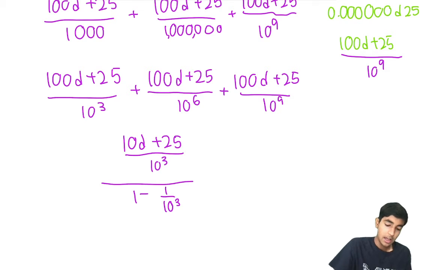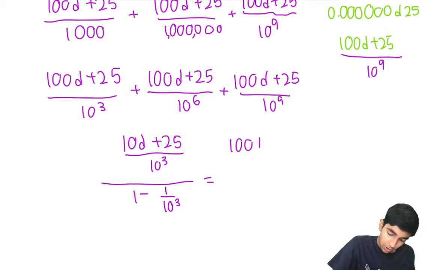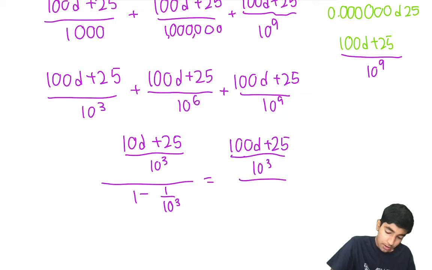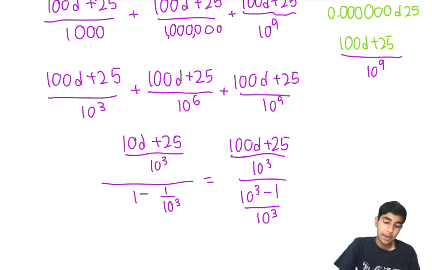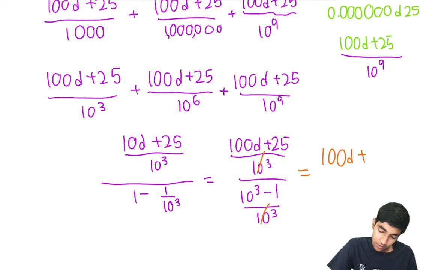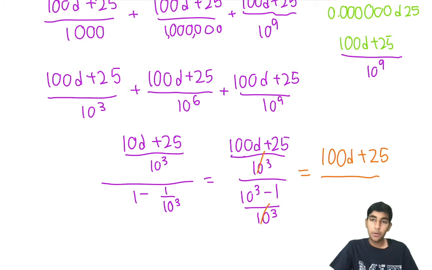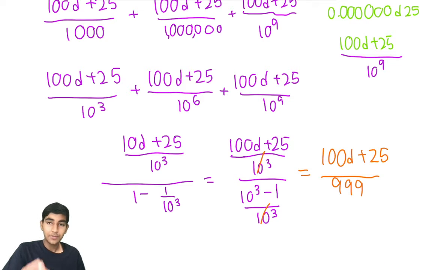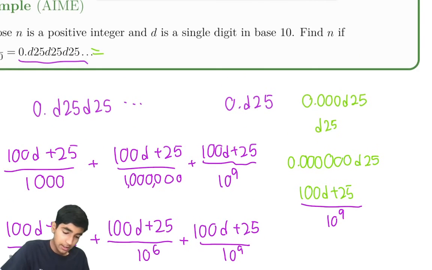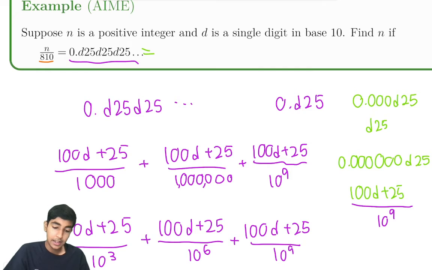They're the same. And now we just simplify this: 100D plus 25 over 10 to the 3, over 1 minus 1 over 10 to the 3. Cancel out the divided by 10 to the 3 terms to get 100D plus 25 over 10 to the 3 minus 1, which is 999. And let's get that out of the way. And we know this quantity is equal to n over 810.